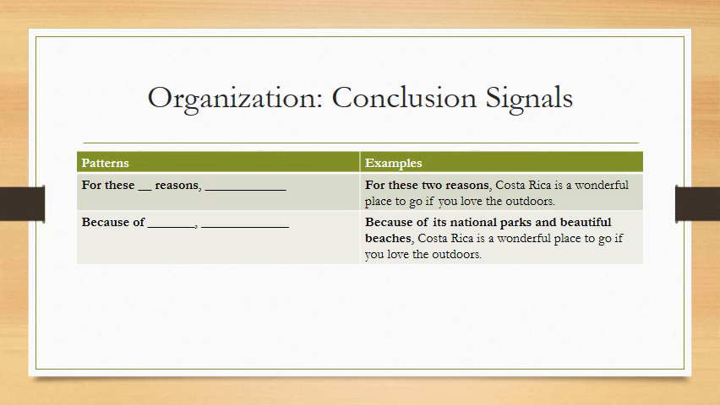Another way that we can do this is we can use because of, and following because of we give our two reasons. So in this case, because of its national parks and beautiful beaches, Costa Rica is a wonderful place to go if you love the outdoors. Okay, so these are special ones that we can use for these kinds of paragraphs. Again, remember, we don't have to use these. We can use our other transitions as well, but this gives us some more options.